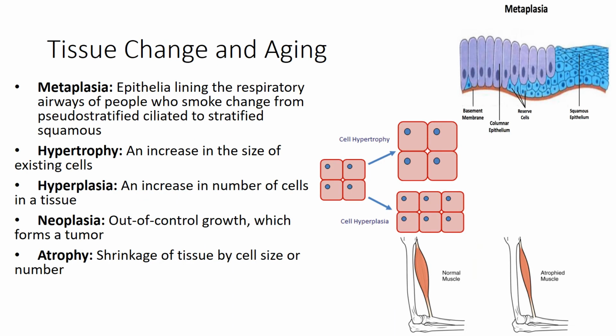All right, so some of the problems or pathologies that we can come across as tissues are either exposed to damage or subject to tumors and cancers, or just with normal aging, can vary in their form, in their size, or even number. So let's look at metaplasia. With metaplasia, what we have here in this top example is an epithelial lining from the respiratory tract of people who smoke changing from a pseudostratified ciliated epithelia to a stratified squamous epithelia.